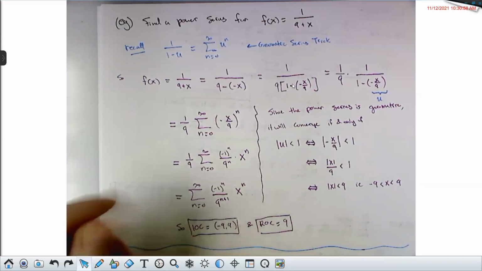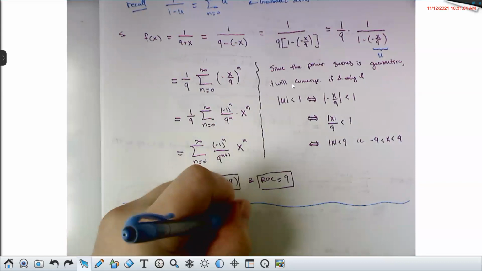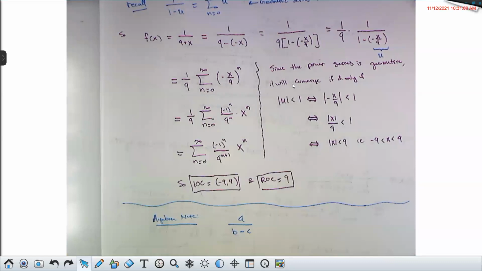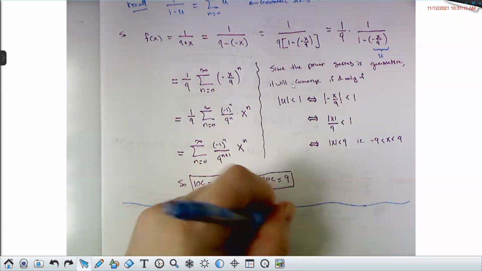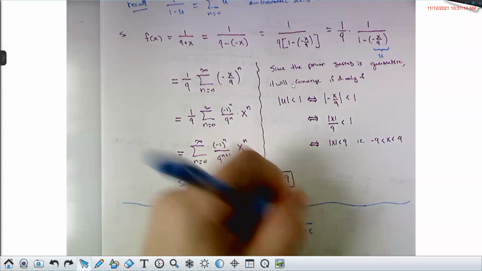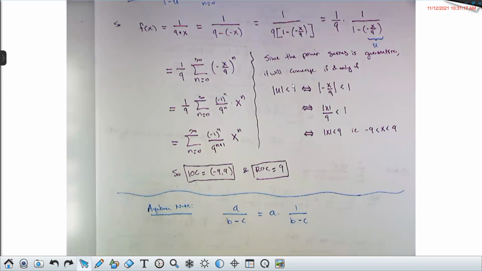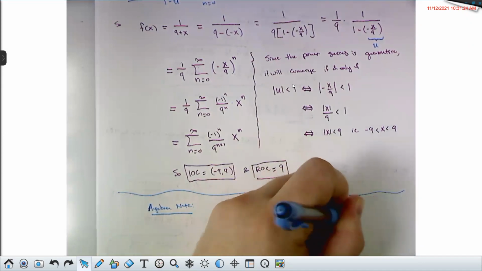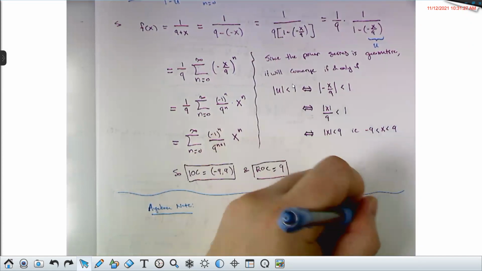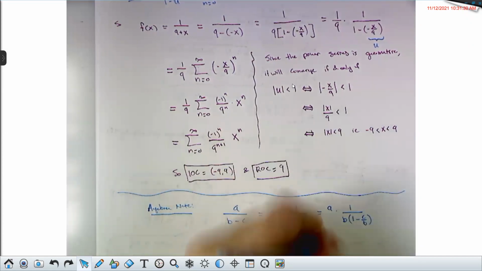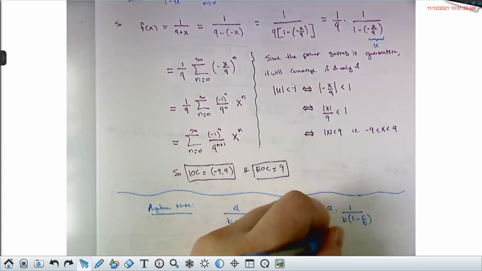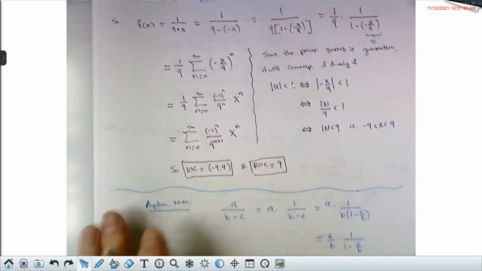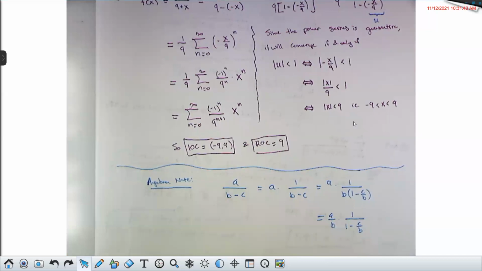And then I'll address moving the constants in and out of the series since there was a couple mentions of that. If you have something like A over B minus C, I can always write this as A times 1 over B minus C. And then I can always write that as A times 1 over B times 1 minus C over B. And then the B from downstairs, this is the same as A over B times 1 over 1 minus C over B. So there's a definite pattern in the algebra maneuvers that we do.